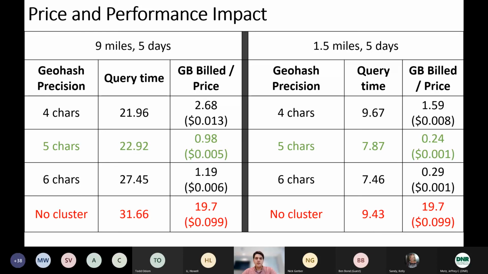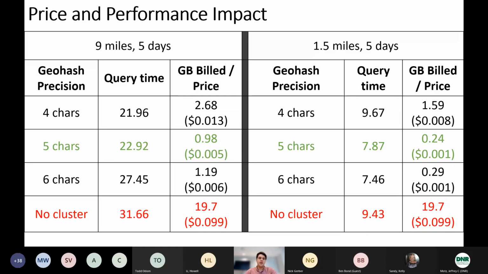And the results of our tests were that the four character geohashes are really wide area. They cover a wide area, so there's fewer clusters to search over in the database. However, those clusters are larger, so they cost more to search. So the advantage is speed, but the disadvantage is cost.